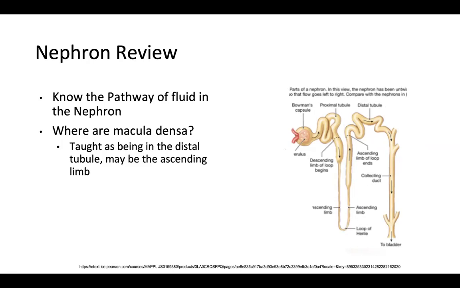But the fact that the macula densa cells of the DCT right here can talk to the afferent arteriole, that just shows you, hey, this isn't all the way over here. This is proximal, I'm so sorry. The DCT all the way over here, it actually can fold back on its own nephron and talk to it.